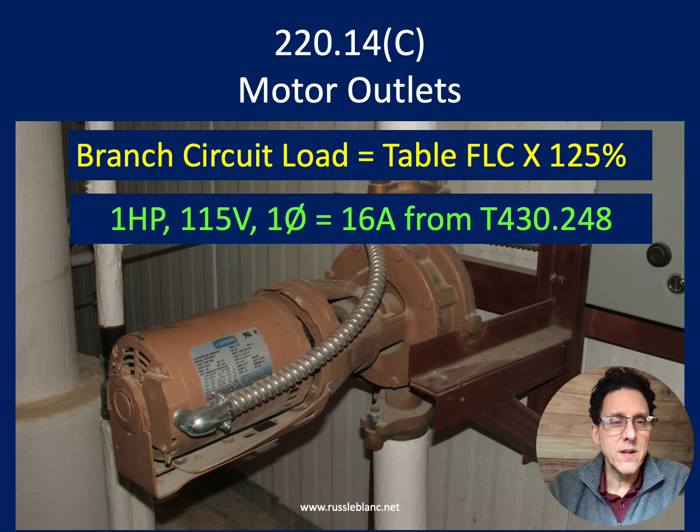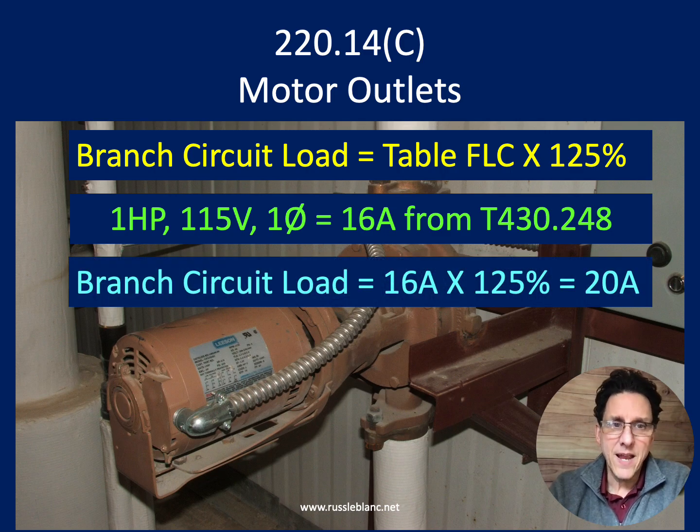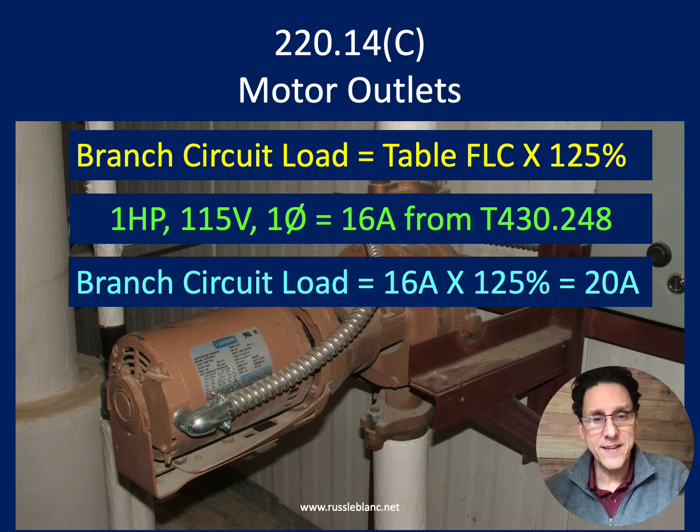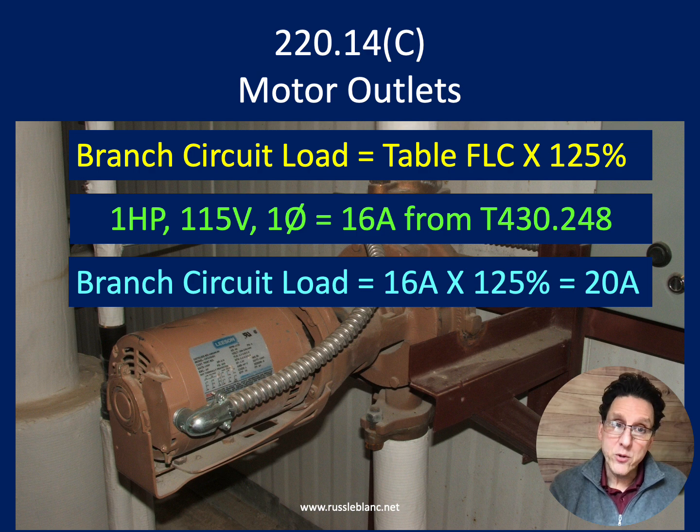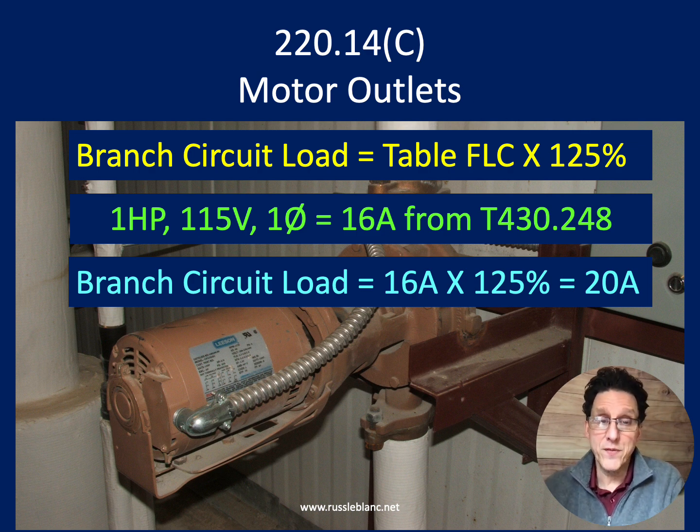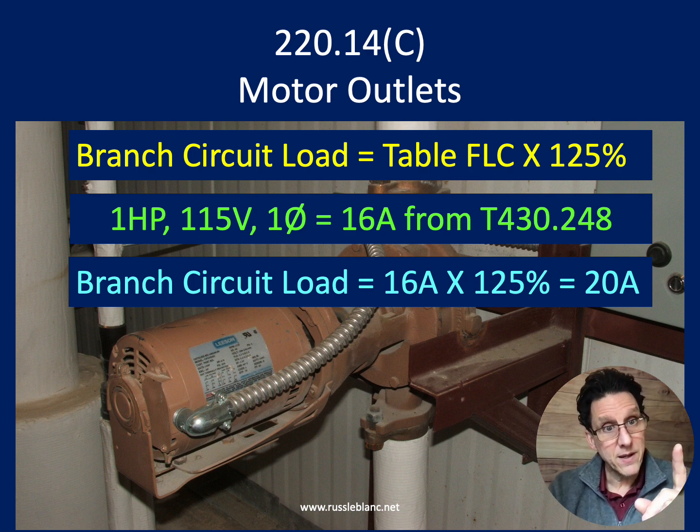And so, again, we're going to take that table current, 16 amps, and multiply it by 125%. And there's that math, right? The 16 amps from Table 430.248 times 125%, 20 amps. That's the calculated load for this motor outlet. Now keep that 1 horsepower motor in mind, right? This was 16 amps based on the codebook tables. Now there's an important exception I do want to look at.